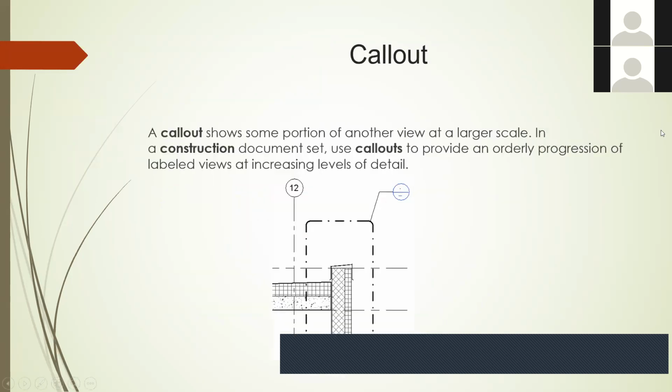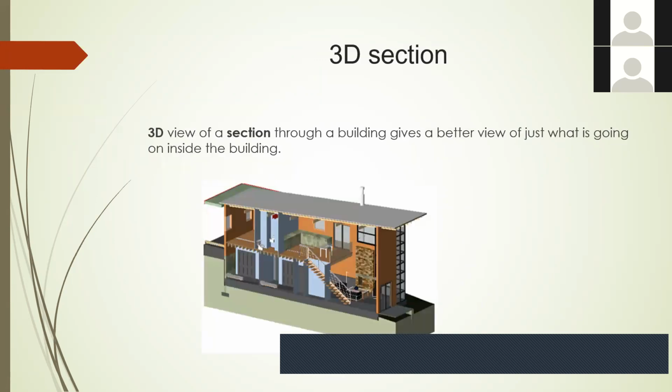Then for creating any detailed parts, you can choose the callouts. A callout will show the same portion of another view at a larger scale. In a construction document set, use callouts to provide a progression of labeled views at an increasing level of detail. Then 3D section is available.